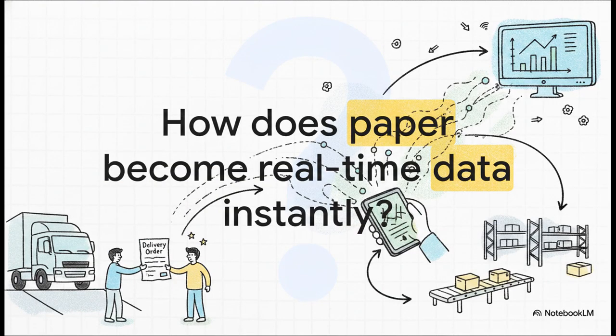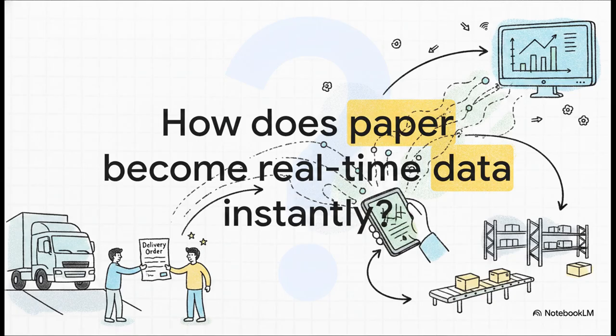You know, it's wild to think about, but every single massive supply chain really starts with one incredibly fragile thing, a piece of paper. A truck pulls up to the dock, and the driver hands you a physical delivery order, or DO. So how does that easily crumpled, maybe coffee-stained piece of paper transform into perfectly accurate real-time data across an entire facility in just seconds?